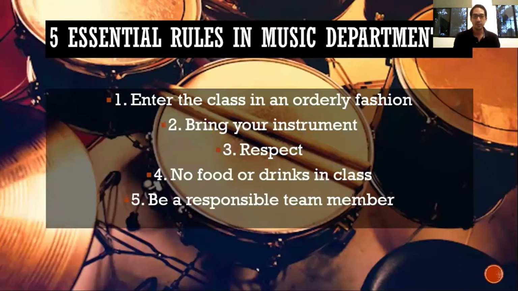Five essential rules in the music department, as I have told you right now. First, enter the class in an orderly fashion. Second, bring your instrument. Third, respect. Fourth, no food or drinks in class. Fifth, be a responsible team member. I already talked to you about that.